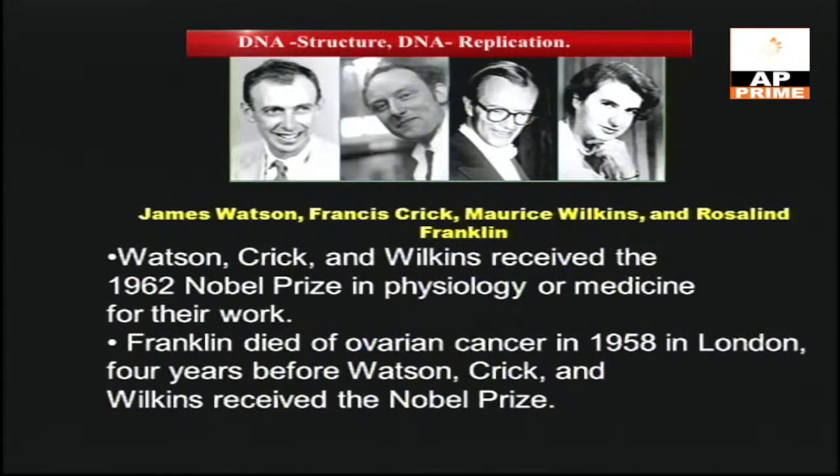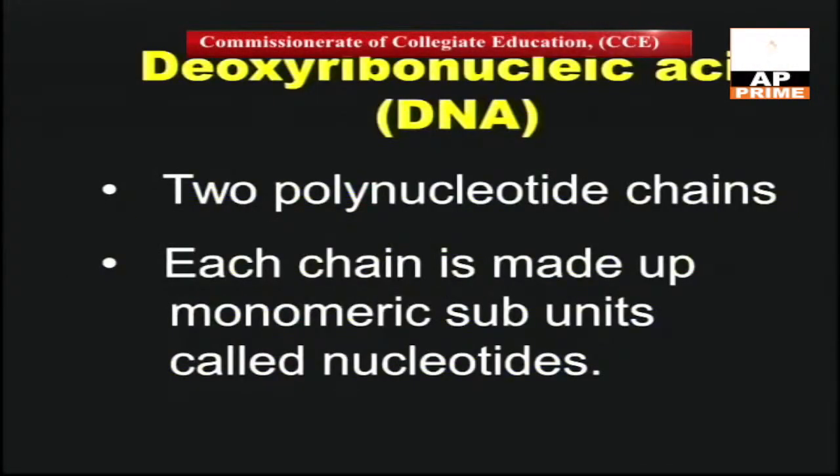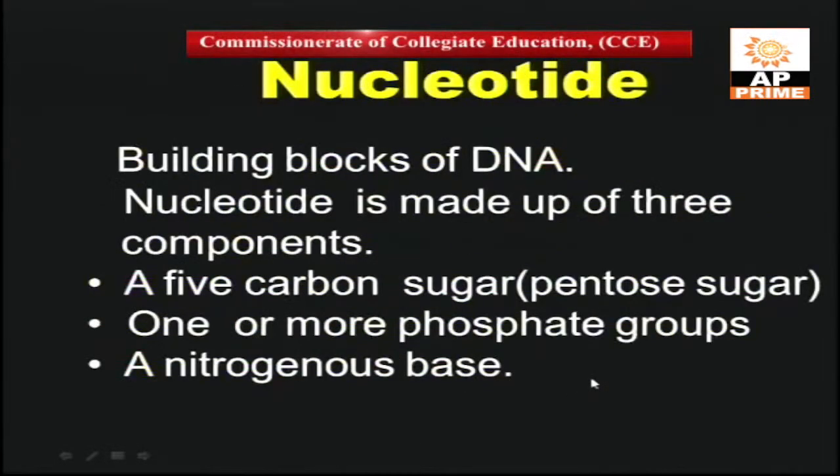So here at this point we will discuss the structure of DNA. DNA is composed of 2 polynucleotide chains. Each polynucleotide chain is made up of monomeric subunits called nucleotides. Now let us have a look at the structure of a nucleotide. Nucleotides are the building blocks of DNA. Each nucleotide is made up of 3 components: a 5-carbon pentose sugar, one or more phosphate groups, and a nitrogenous base.